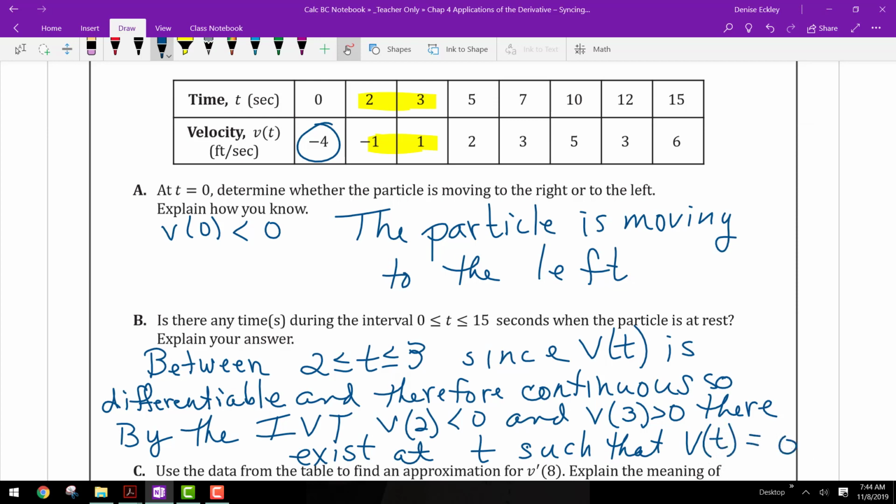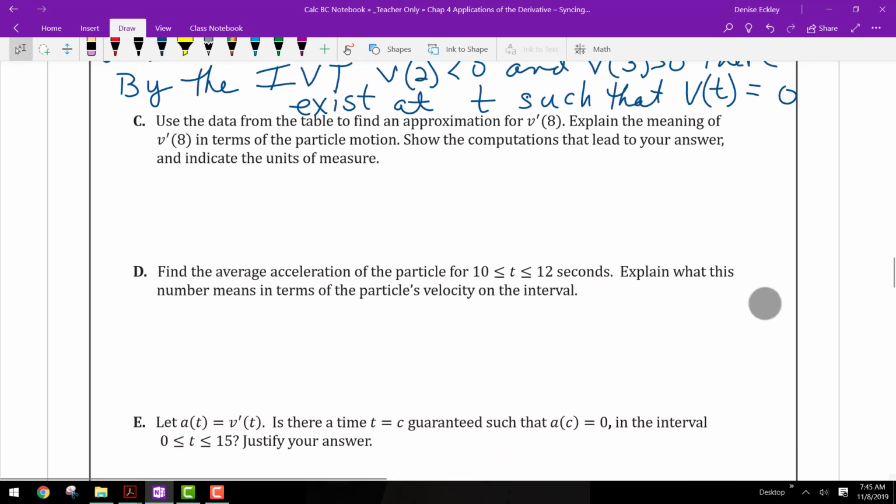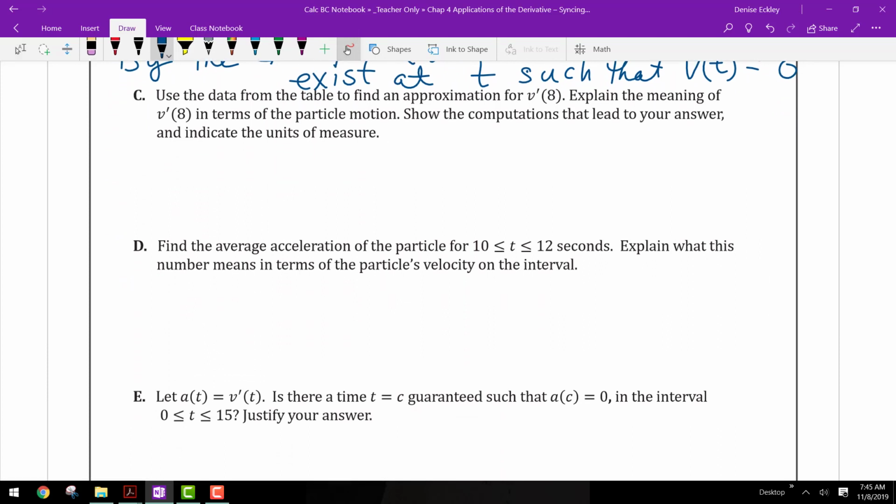It's coming. If they're asking you to find some value, and you're in between a range of values, you're talking about the IVT. So just don't lose sight of that as we go forward. Okay, part C. Use the data from the table to find an approximation for v prime of 8. Explain the meaning of v prime of 8 in terms of the particle's motion. Show the computations that lead to your answer and indicate the units of measure.